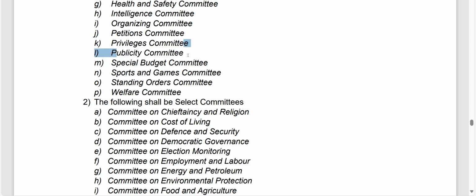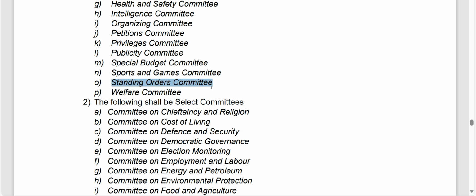Publicity Committee, so they are supposed to aid us publicize. Although we have an administrator of our platforms, they work with the Publicity Committee to ensure that we get you people and other people to like our contents. Mr. Speaker has appealed to you, like our contents. Sports and Games Committee, an internal House affair. They deal with that, chaired by Youth MP. Special Budget, I already told, in-house finance, chaired by Youth MP.